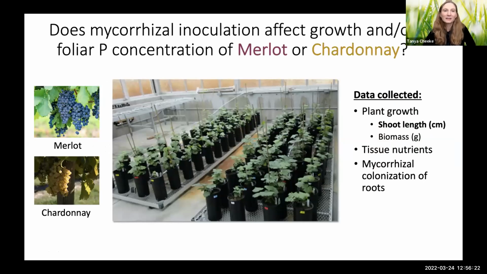Okay, so does mycorrhizal inoculation affect growth or foliar tissue P concentration of Merlot or Chardonnay? I'll be presenting the data that we collected for this first experiment. We collected shoot length every month. At the end, we harvested the plants, and I'll be presenting the tissue nutrient content and mycorrhizal colonization of roots.